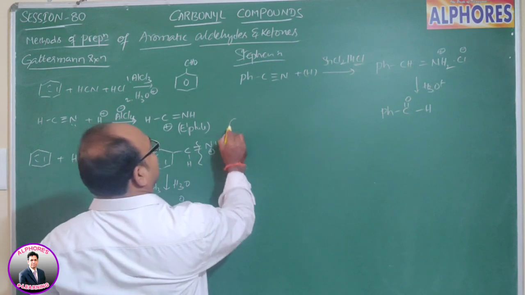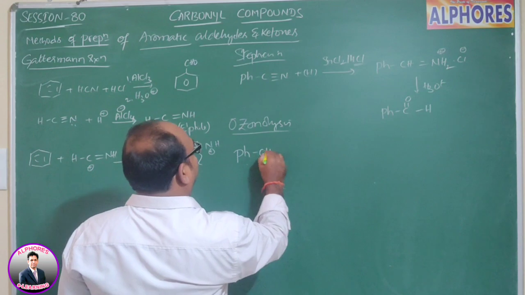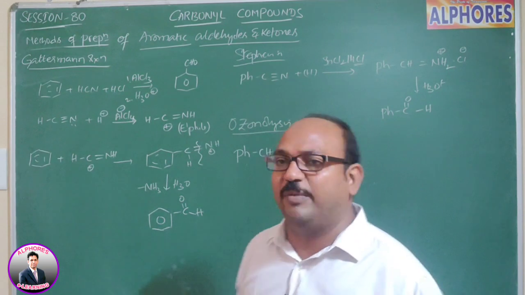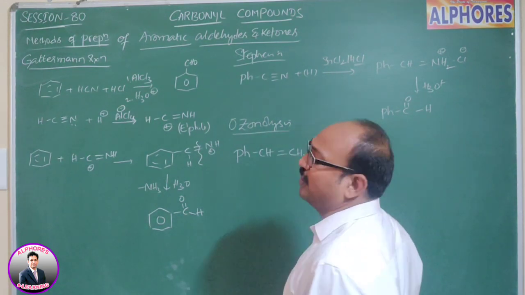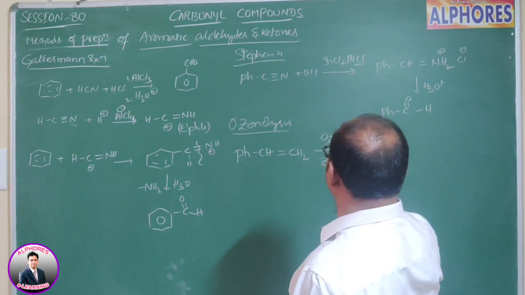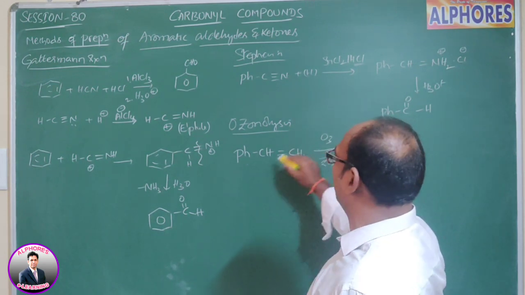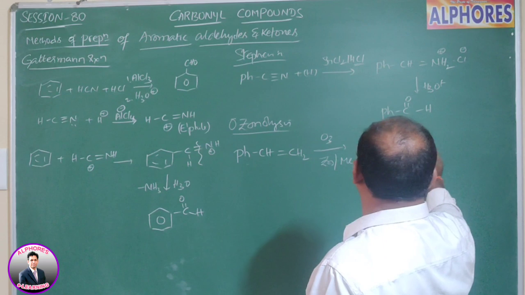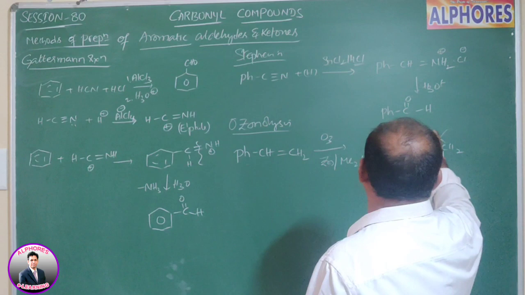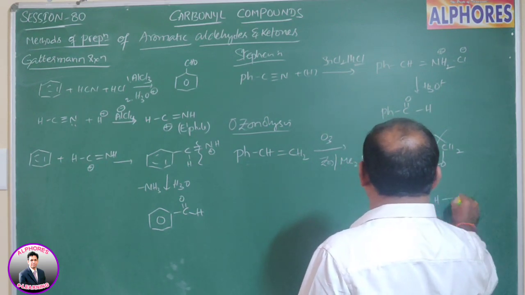Similarly, ozonolysis of styrene. Styrene is nothing but vinyl benzene. This vinyl benzene upon ozonolysis followed by hydrolysis. Which hydrolysis? Reductive hydrolysis. For that we have to use either zinc or dimethyl sulfide. First ozonoid formation, and later ozonolysis means breaking of bonds here. Resultant we are getting PhCHO, C double bond O, and formaldehyde.